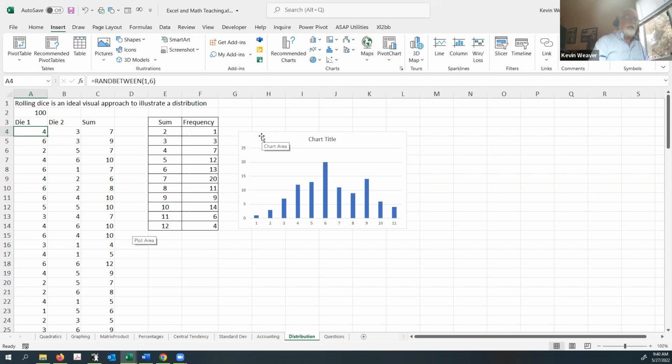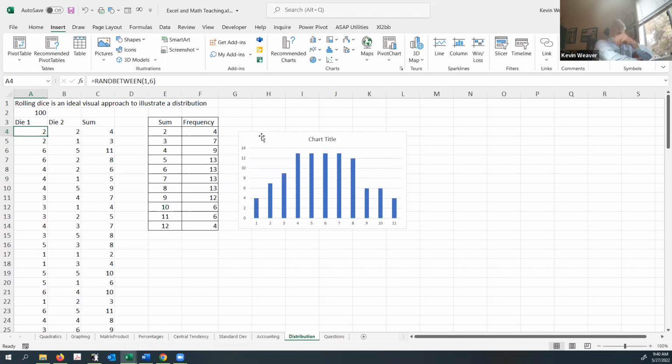If I do an F9 again, I roll the dice again. It's kind of looking like a normal distribution. Notice that the 7 came out quite often. And if I F9 it again and again and again, it keeps rolling out the dice and showing me my distribution.